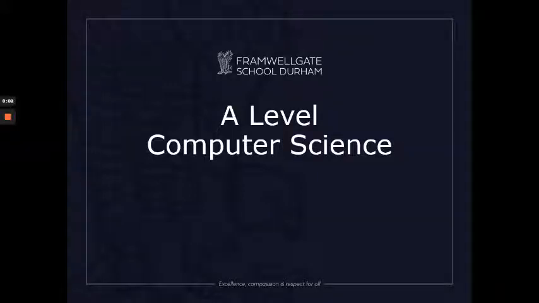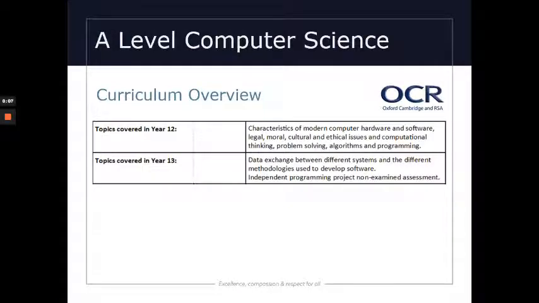I'm going to talk a little bit about the computer science A-level as we do it here at FRAM. So first of all, I want to give you an overview of how the course is taught. Now, you'll see there's a big list of topics, from looking at computer hardware and software, looking at the broader issues related to computing, such as legal, moral, cultural, ethical, and other areas, looking at problem solving, algorithms, etc.